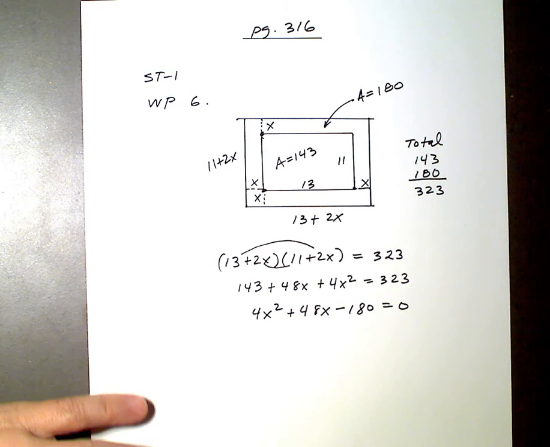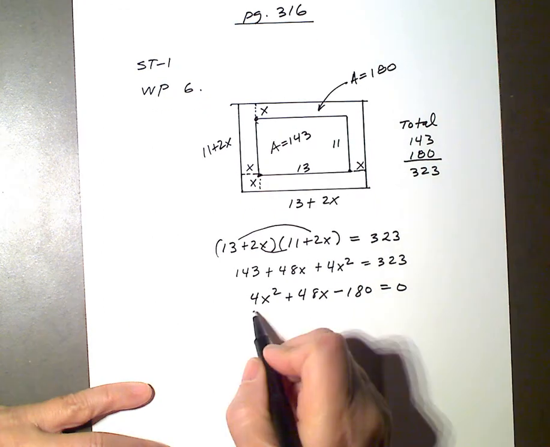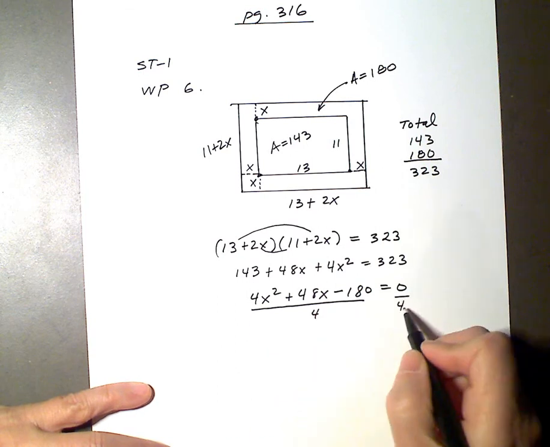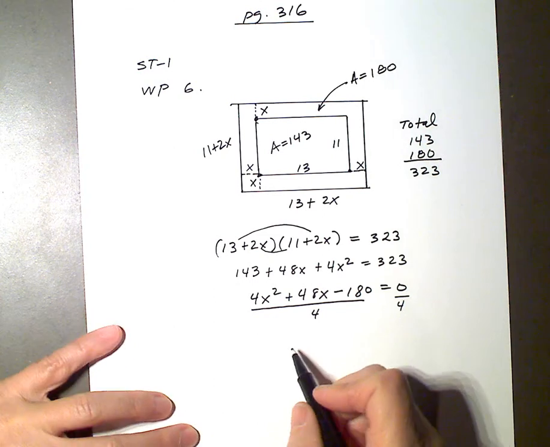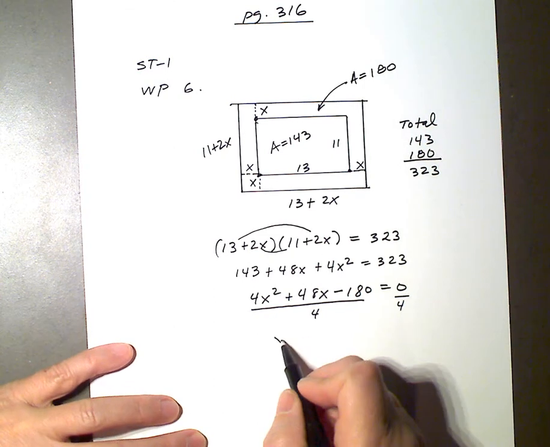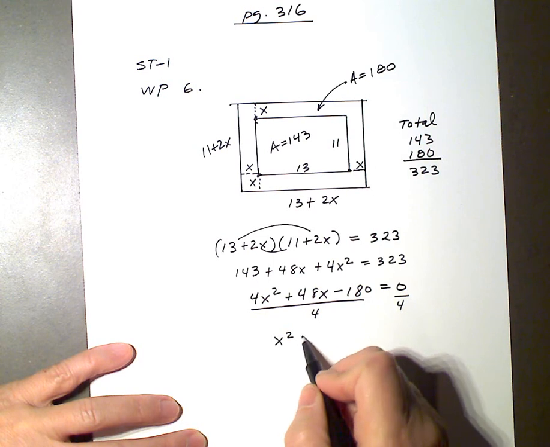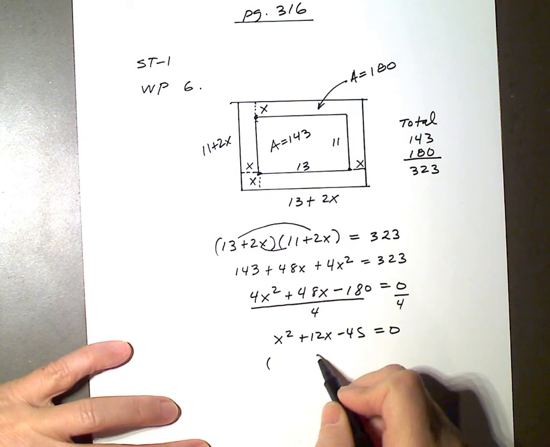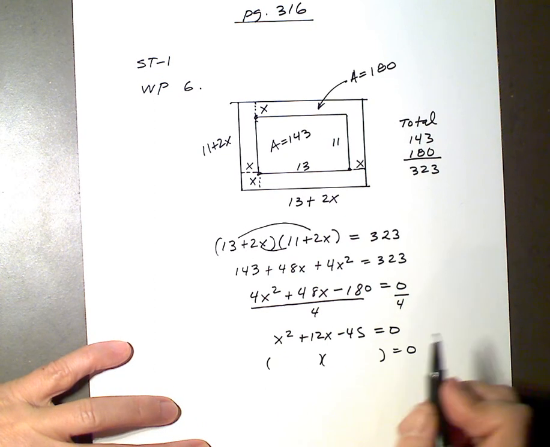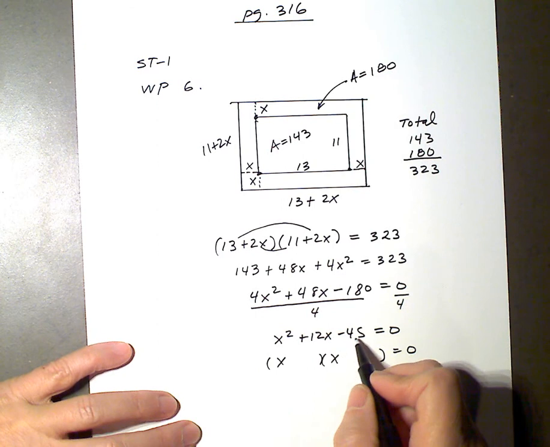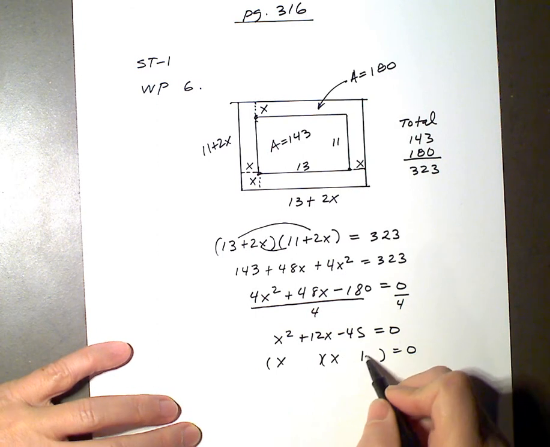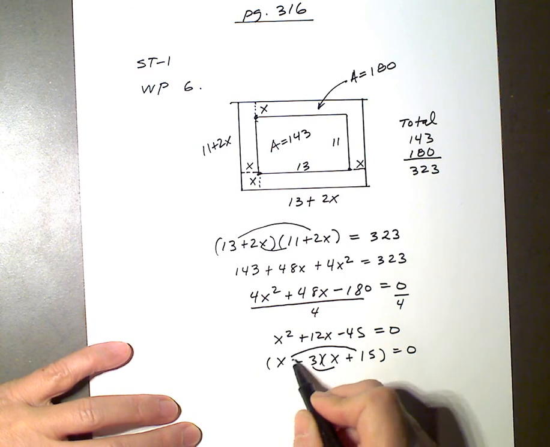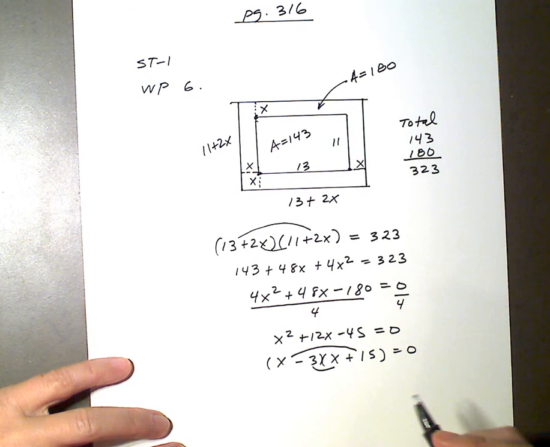So anyway, now before we start doing anything to solve this, let's just divide the 4 out. We could factor it out to the front, but we can divide both sides by 4 and cut this equation down to something a lot more manageable. So x squared plus 12x minus 45 equals 0, and I can see that that's going to factor easily. So factors of 45 that add to positive 12 would be a positive 15 and a negative 3. So plus 15x minus 3x gets me my positive 12x in the middle.